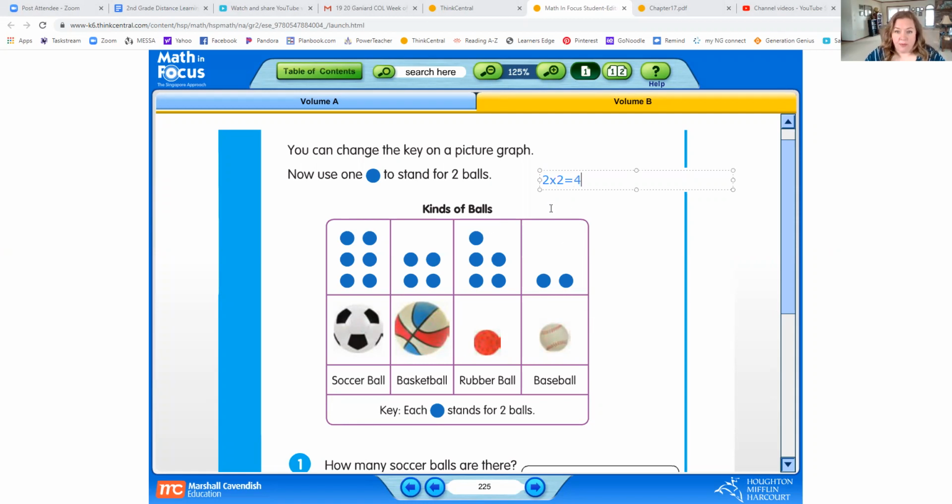Let's take a look at the rubber balls. Let's do another one. In this picture, we count 1, 2, 3, 4, 5 blue circles. For each blue circle, we have 2 balls, which tells us we have 5 times 2 is 10 rubber balls. I can do repeated addition or skip counting to figure that out if we're still working on our multiplication facts. We can keep doing this with each one of the balls in the picture.